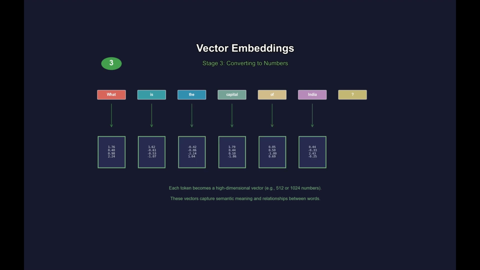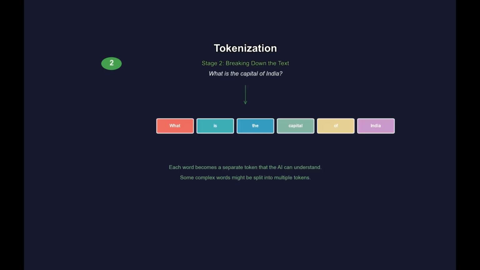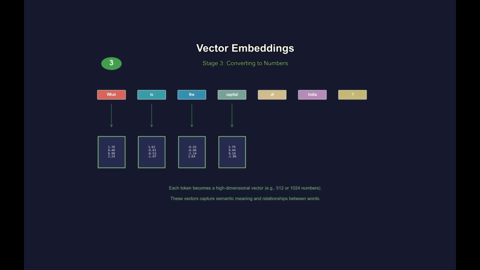Now comes the mathematical magic. Each token must be converted into numbers because computers work with mathematics, not words. This process is called vector embedding. Every token becomes a high-dimensional vector, essentially a list of hundreds or thousands of numbers. These aren't random numbers though. They're carefully calculated to capture the meaning and relationships between words. Words with similar meanings will have similar vector representations, allowing the AI to understand context and semantic relationships.